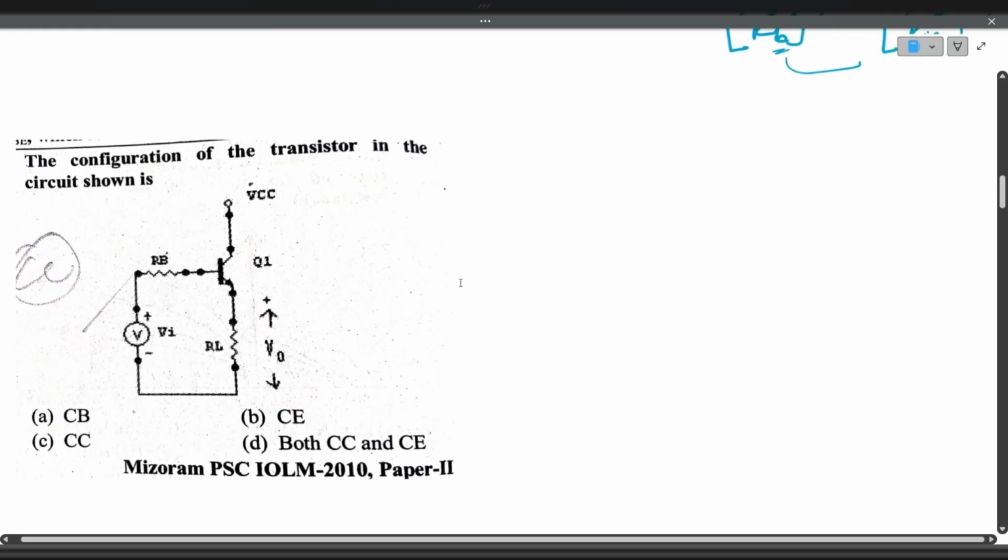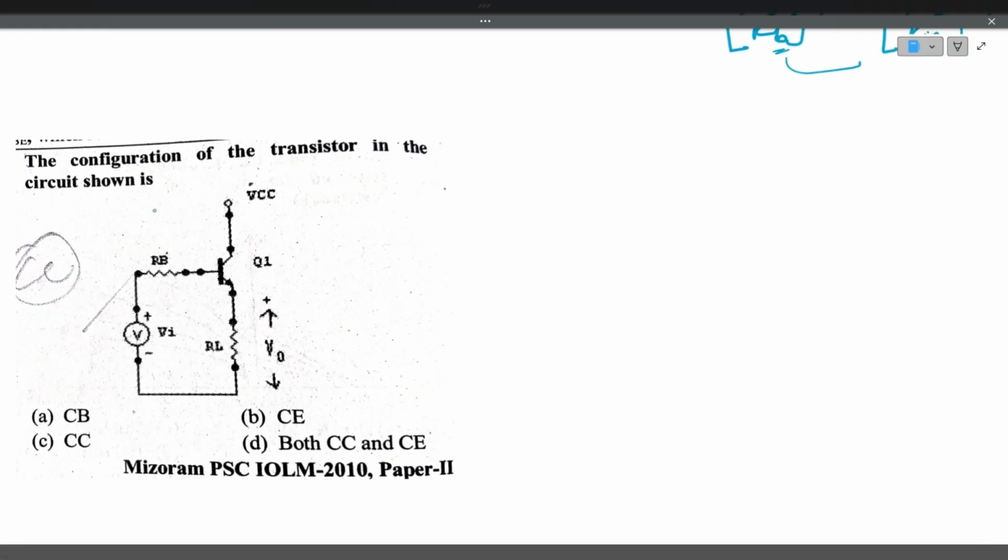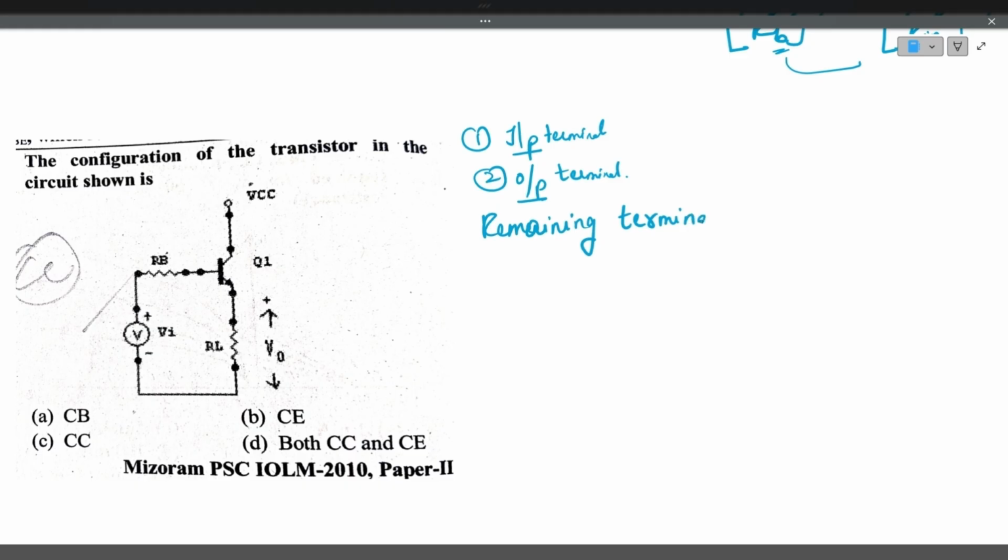We'll see the next question. The configuration of the transistor in the circuit is... When we are asked such kind of questions, we have to check thoroughly. If you want to find out the configuration, first, where is the input? Find out the input terminal. Next, what is the output terminal? If the input terminal and output terminal are found, the remaining terminal is the common terminal.